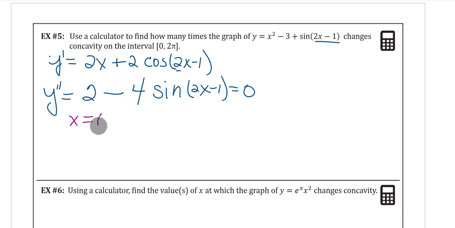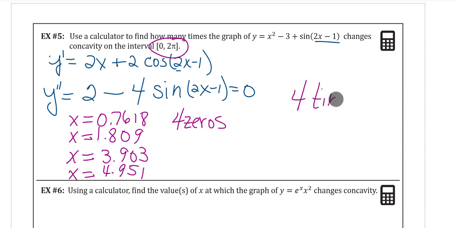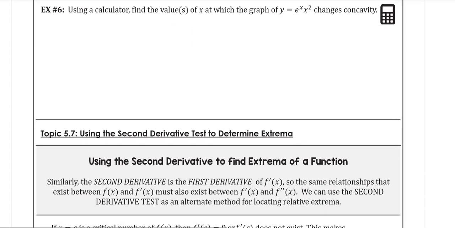So you have x equals 0.7618, x equals 1.809, x equals 3.903, and x equals 4.951. And of course, we're restricting ourselves to 0 to 2 pi. So we have 4 zeros, so it changes concavity 4 times. Now just to verify that, okay, next problem.